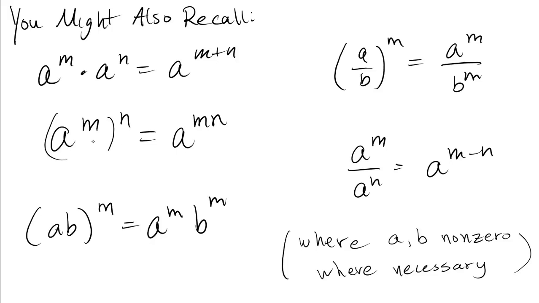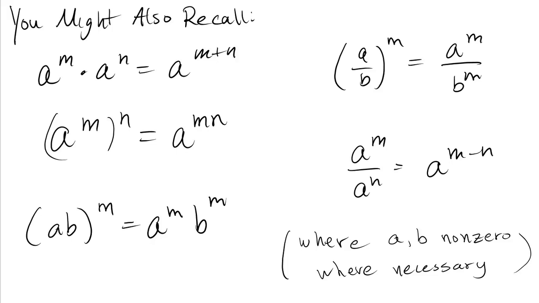The second rule shows what you do when you raise an exponential expression to a power, what I call the power to a power rule. When you raise a power to a power, you multiply the exponents, again retaining the base. The base stays the same. The rule at the bottom of the left side is a product to a power. When you raise a product to a power, you raise each factor to that power. So a times b, all raised to the m power, is a to the m times b to the m.